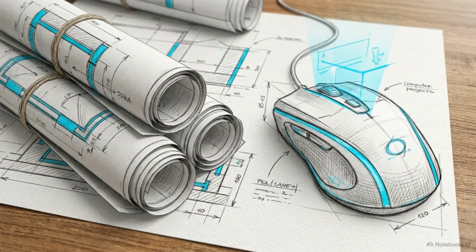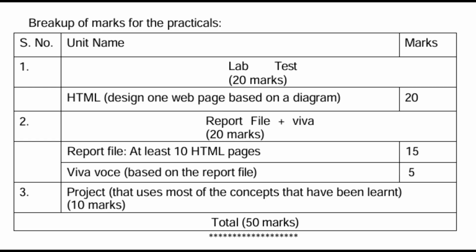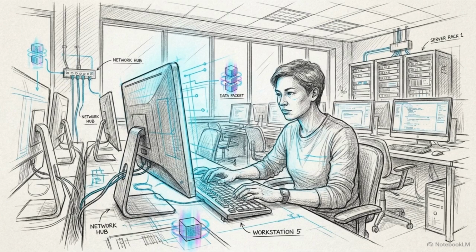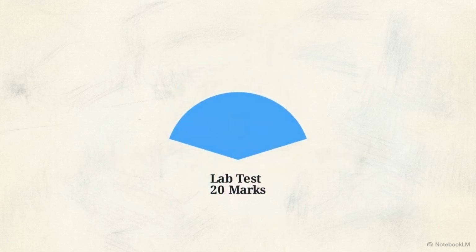That covers the first 50 marks. Now we leave the blueprints behind and move into the 50-mark practical section, where you prove your skills in the lab. This pie chart shows the largest chunk is a 20-mark lab test. Your teacher provides a visual diagram of a web page, and you have to sit at a computer and write the code that makes it appear exactly like the picture.